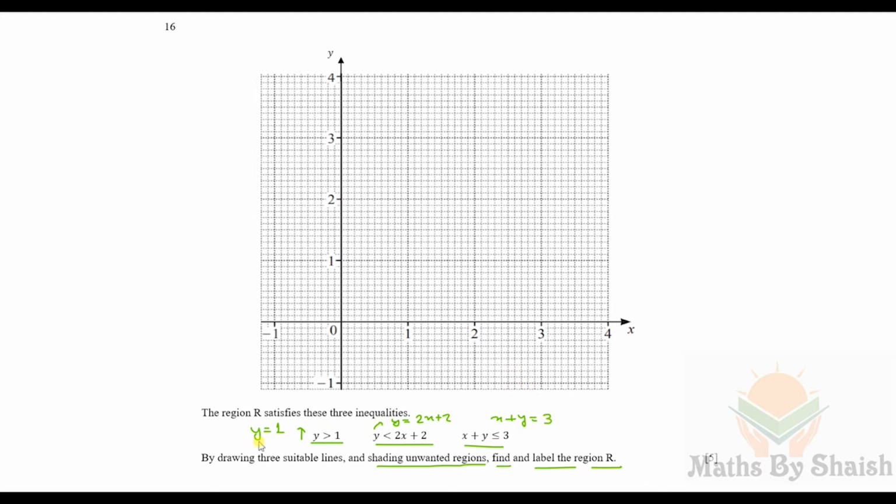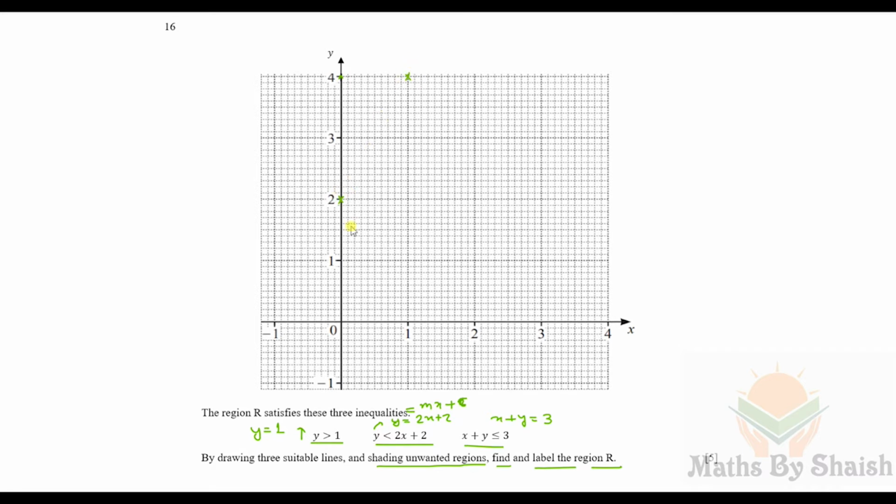y equals 1 will pass through this, and it would be something like that. I will draw all three lines together. The next line is y equals 2x plus 2. We can see it can be written as y equals mx plus c, so the y-intercept is 2 and the gradient is 2. It means going up by 2, rise is 2 and run is 1. It will pass through these 2 points.